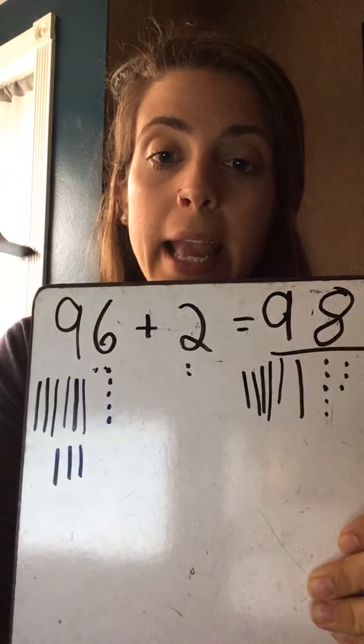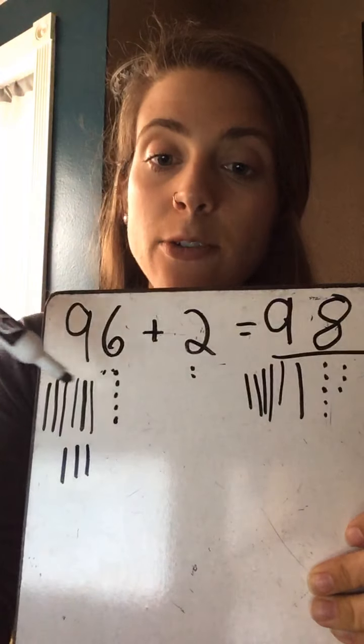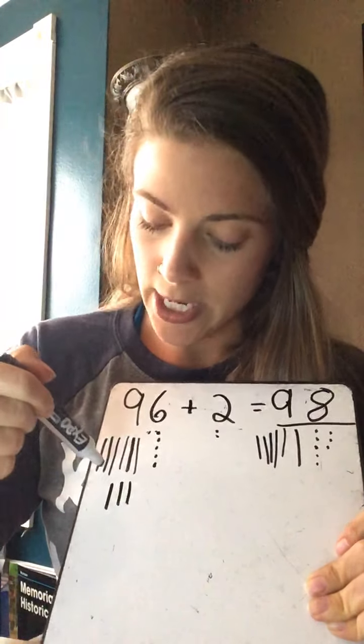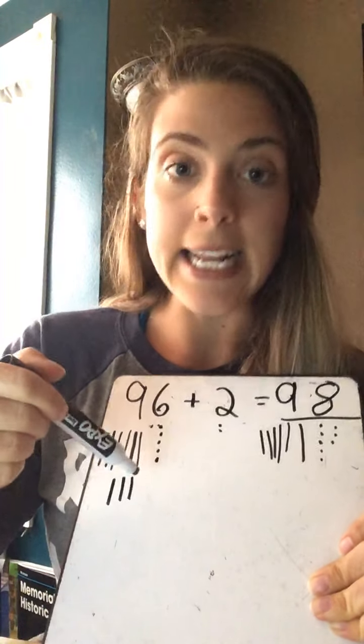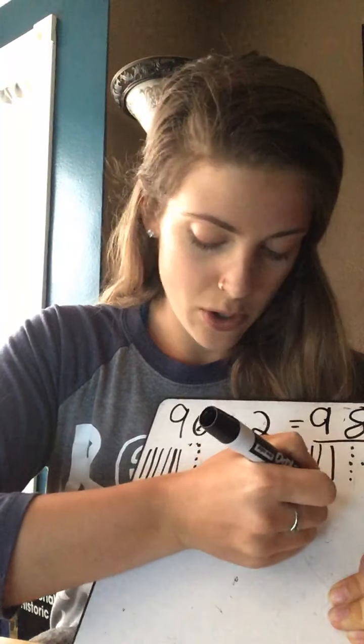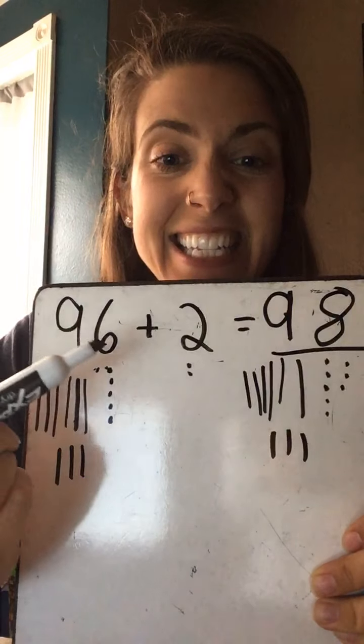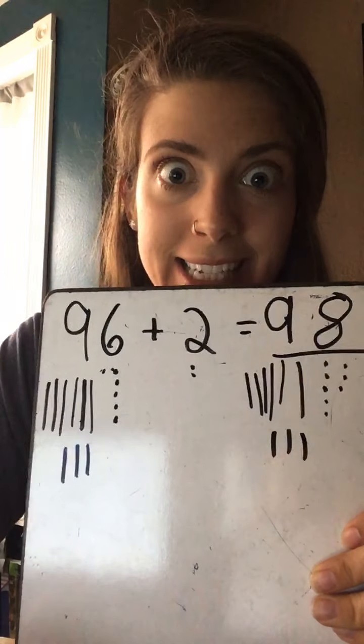Or we can see that our 6 and 2 is still the same, which is 8, and just count our tens. 10, 20, 30, 40, 50, 60, 70, 80, 90. 98. And I would have to change down here and add 1, 2, 3 more. Wow, we just solved a big number. 96 plus 2 is 98.